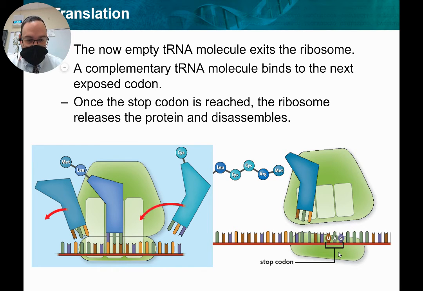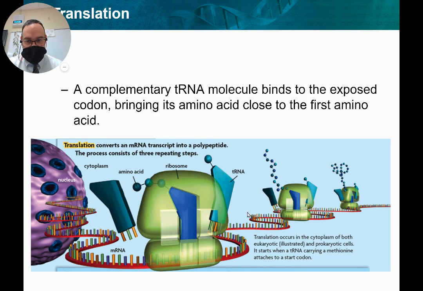The small subunit and the large subunit separate, freeing the mRNA. And then the ribosome can go attach to another mRNA and make more proteins and more amino acids, et cetera, et cetera. And this continues, right? You could have multiple ribosomes on the same mRNA making proteins at the same time.